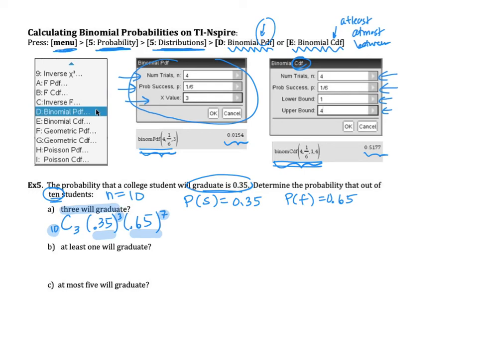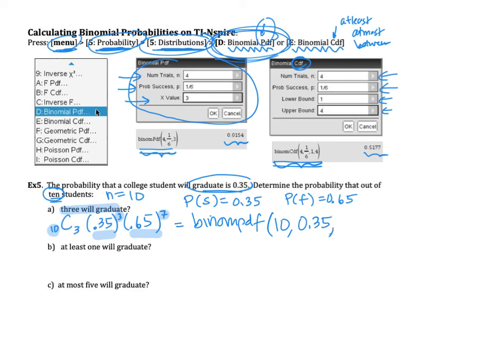Now you can punch all of that into your calculator, which would take a long time. So instead, we are going to use binom PDF. So go to your menu, go to probability, go to distributions, and choose binom PDF. I know on my calculator it's not letter D, I think it's letter A, but I'm not sure. So choose your binom PDF. How many trials do we have? We have 10. What is my probability of success? It's 0.35. Oops, I didn't mean to close that parentheses there.